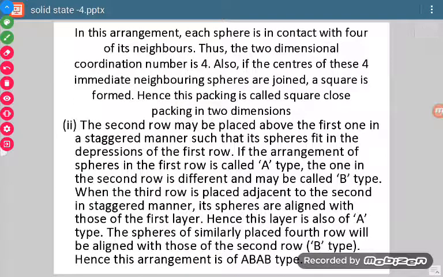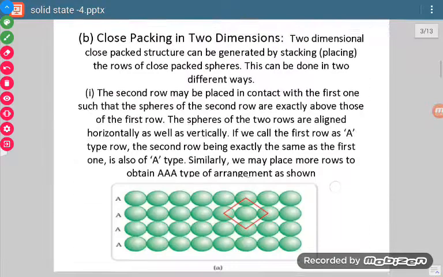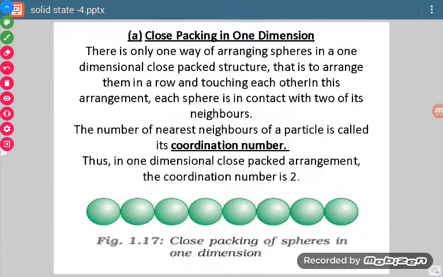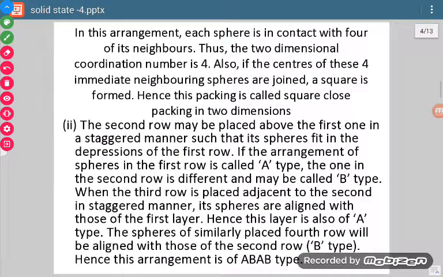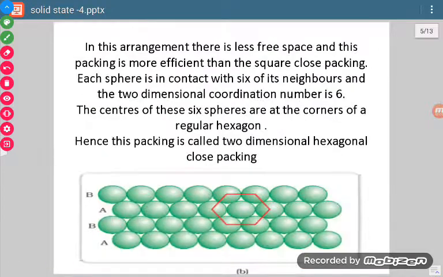Now the second way is also there. Here theoretically it is written. When we see a single row, see this is our single row. Now in this single row, this particular portion is called a depression. Now the second way is to place the next row over the depressions of the first row. So see this diagram.